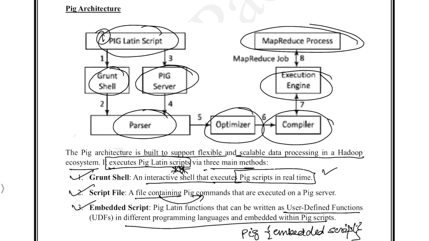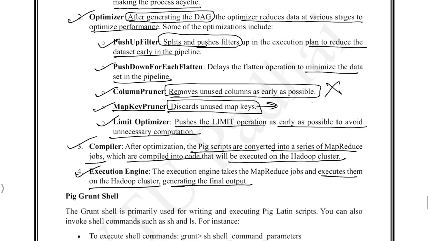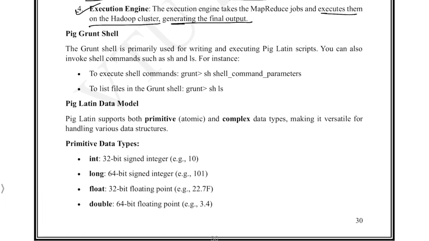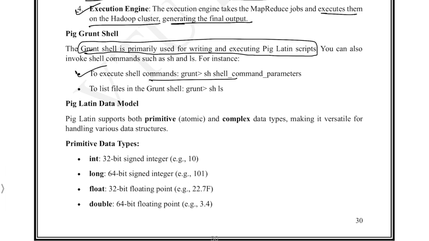The compiler will send it back into the execution engine, and the execution engine will execute that particular query. Okay, and then you get the final output. So next we have the Pig grunt shell. Its main primary function is to write and execute the Pig Latin scripts. To execute the shell commands, you have to put grunt greater than the command name.